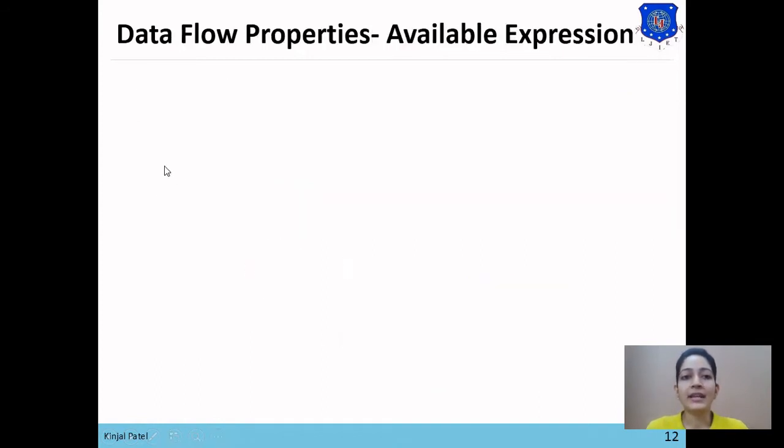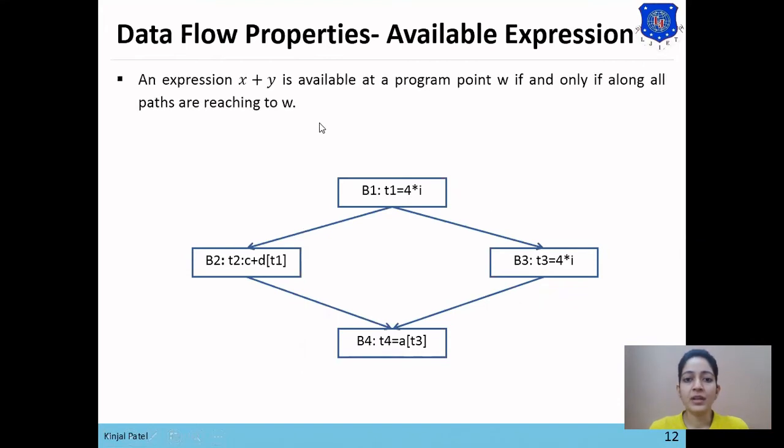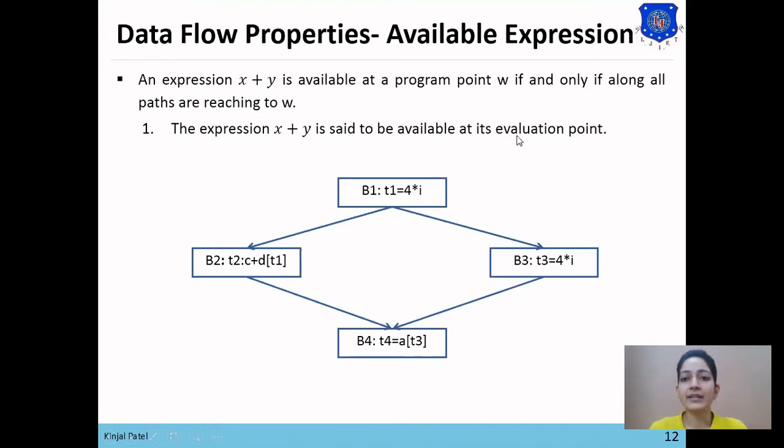Now we'll see data flow properties. Data flow properties represent the information which can be used for code optimization. The first property is available expression. Here 4 points are given in this example. The expression x plus y is available at a program point w if and only if all paths are reaching w. Means the expression x plus y is said to be available at its evaluation point, so neither of the two operands gets modified before their use.